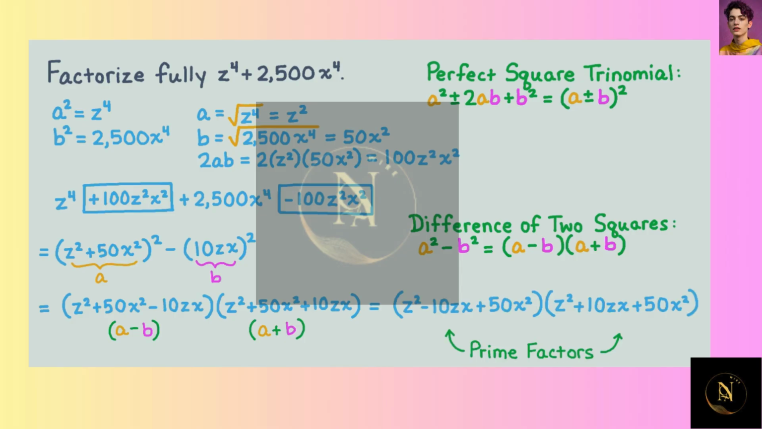Finally, we need to check whether the resulting polynomials within each set of parentheses can be factored. In this case, both polynomials are prime. So we have that z squared minus 10zx plus 50x squared times z squared plus 10zx plus 50x squared represents the full factorization of z to the fourth power plus 2,500 x to the fourth power.